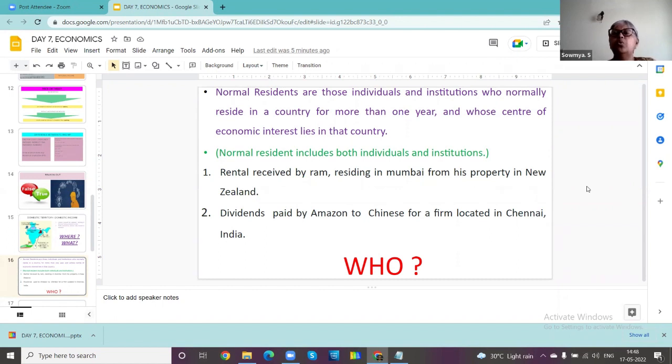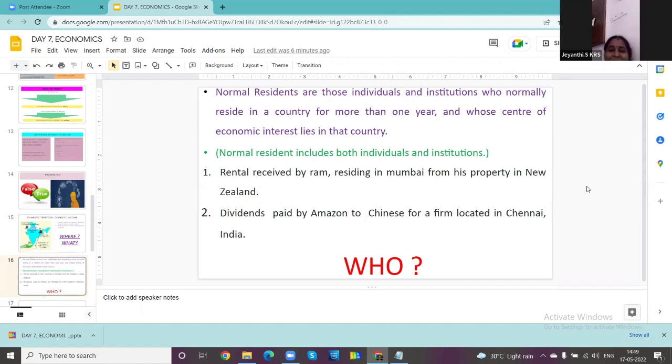So raise a question, who makes the income? Look into this example again. Rental received by Ram, residing in Mumbai, from his property in New Zealand. Where is Ram? Ram is in Mumbai. Okay, fine. And we are talking about the income that Ram is receiving from his property in New Zealand. Will this be part of our national income?